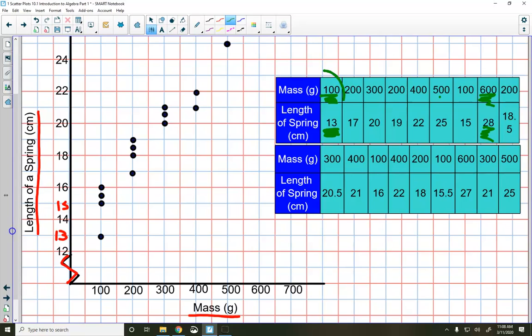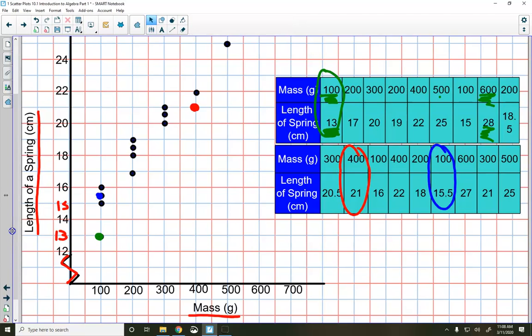The first one is 100, 13. So 100, 13 is right here. If I take another random coordinate point, 100, 15 and a half, I go to 100 and I go to 15 and a half, which is just halfway between 15 and 16. And if I took another coordinate point of 400, 21, I'd go to 400 and then up 21 units to right here at this point.